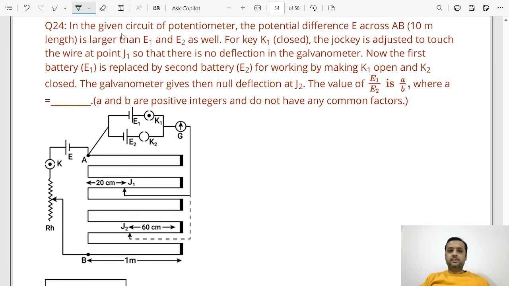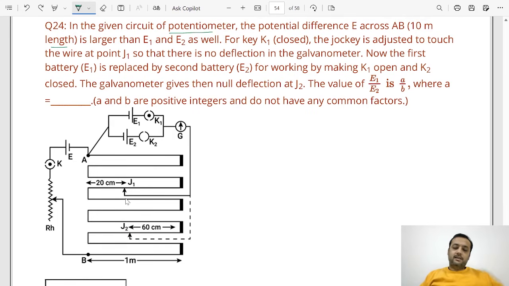Look, in this question, this is a potentiometer circuit question. The potential difference E across AB, which is of 10 meter length, is larger than E1 and E2. For K1 closed, the jockey is adjusted to touch the wire at the point J1, so that there is no deflection in the galvanometer. That means J1 is the null point or the balancing point. Now E1 is replaced by E2 by making K1 open and K2 closed. Then the null point is J2. We have to find the value of E1 by E2.